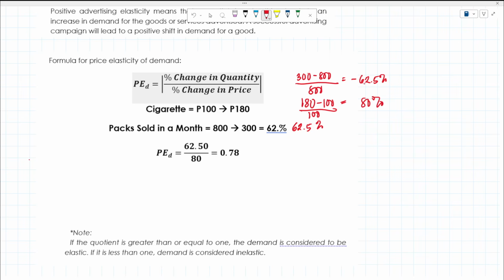Since it's the absolute value, you can just input 62.5 divided by 80, which would give you 0.78. And what's the indicator? If the quotient is greater than or equal to 1, then the demand is considered elastic. But if it is calculated to be less than 1, then the demand is considered inelastic. This means that cigarettes, in this case, would still be classified as an inelastic good.